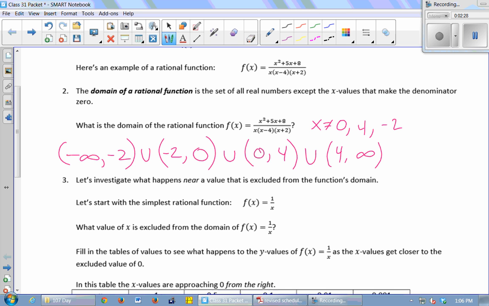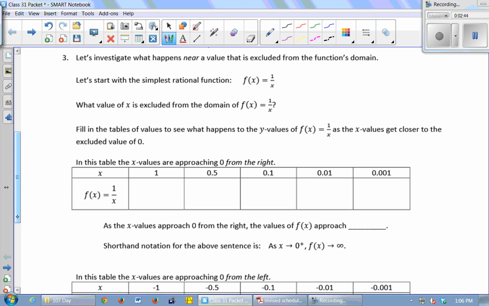Okay. Let's investigate what happens near a value that's excluded from the domain. We know that you can't plug the value in itself, so the function has no value there. But I want to know what happens near it. So we're going to start with the simplest rational function, which would be 1 over x. Okay, what value of x is excluded from the domain of 1 over x? 0. That's my excluded value, 0. I'll just write 0.